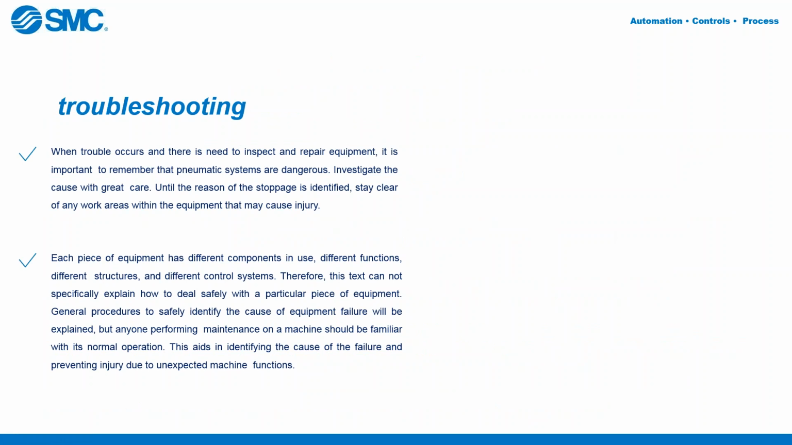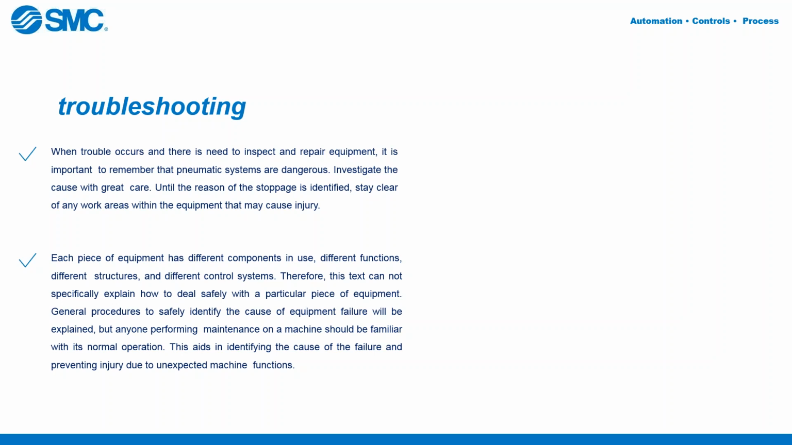So troubleshooting, obviously still talking about safety. Pneumatic systems are dangerous. Investigate with great care. And until we've identified the stoppage, stay clear of any work areas. We certainly wouldn't want to be in a situation where something is blocked, or something that should have moved is not moving, and we are standing in front of it, because we don't know if something might unexpectedly move, if a jam might clear itself unexpectedly, if there's still trapped pressure trying to cause a movement. And so be very, very cautious there.